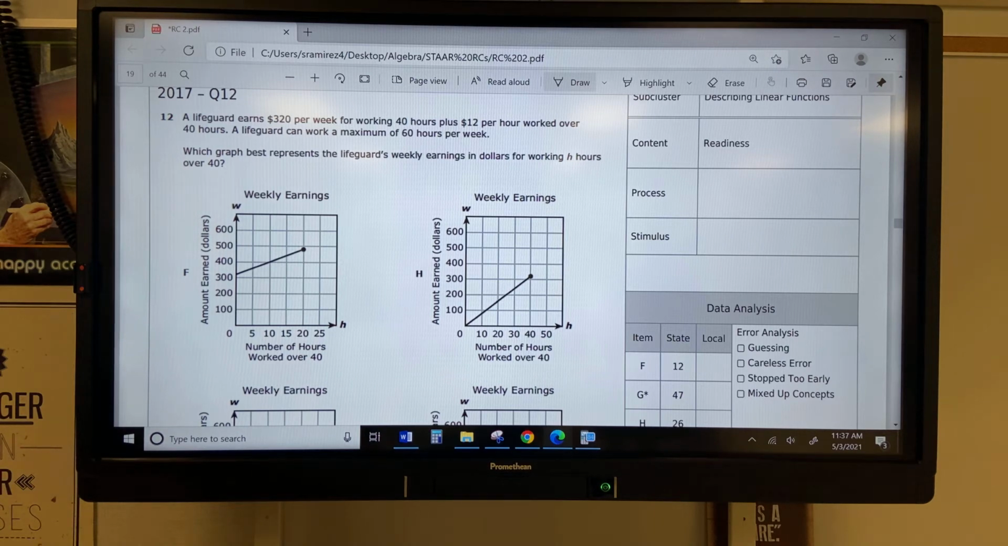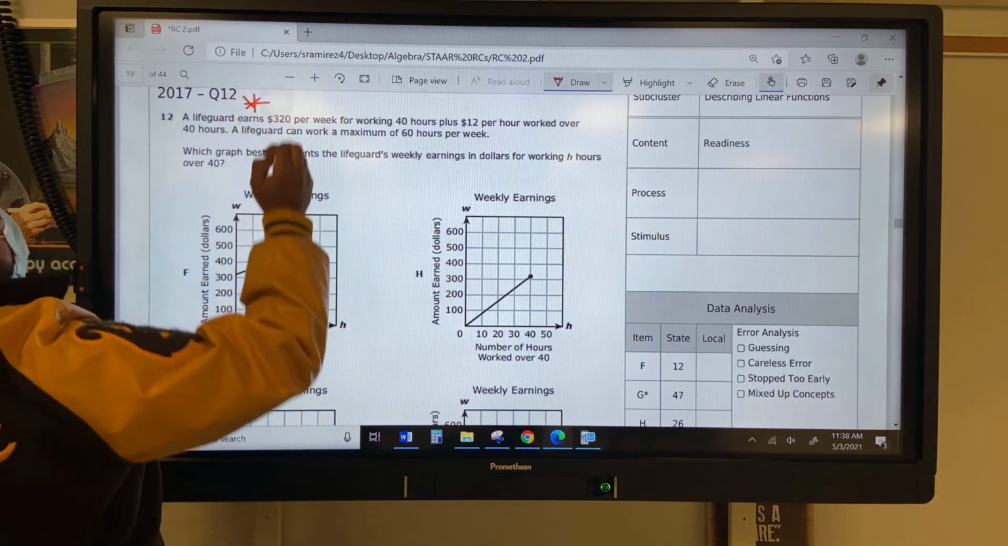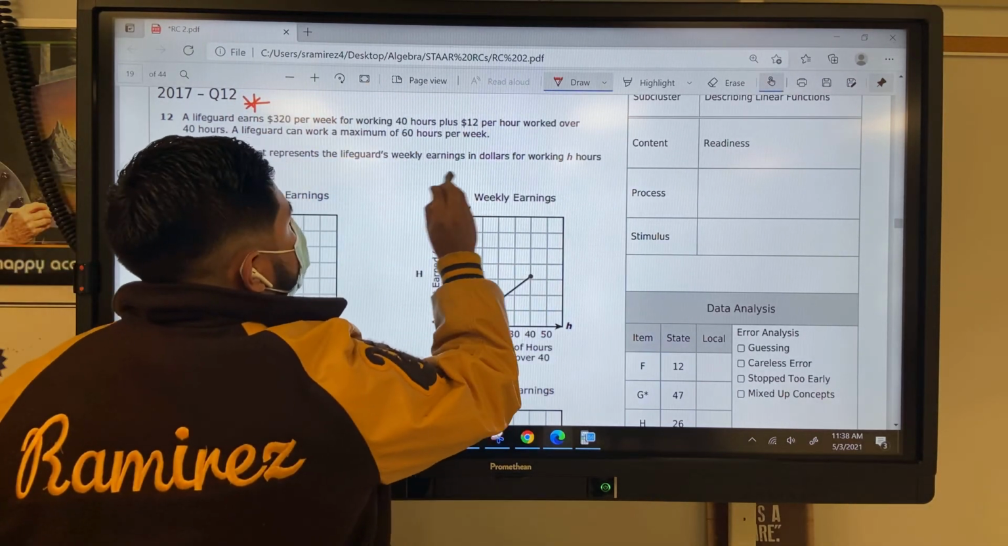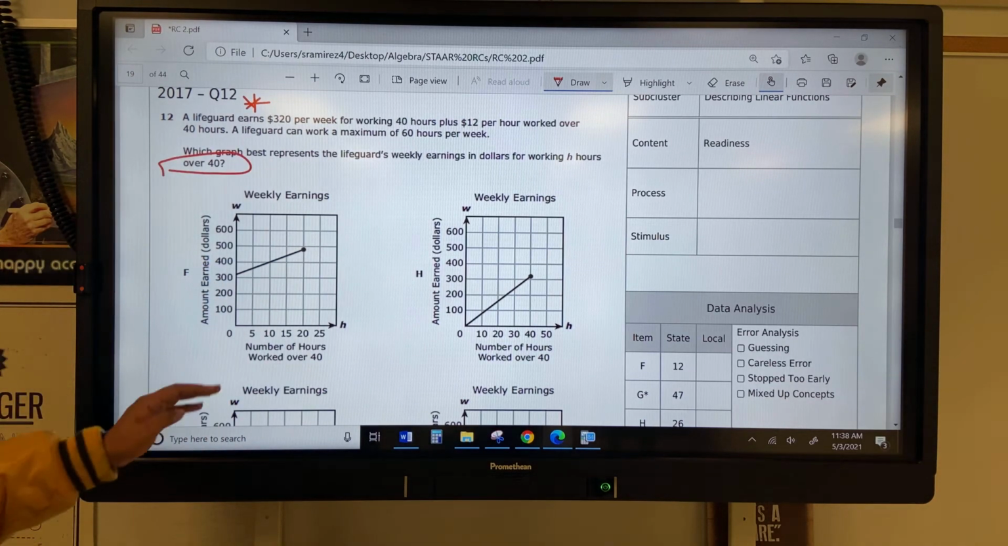A lifeguard earns $320 per week for working 40 hours, plus $12 per hour worked over 40 hours. A lifeguard can work a maximum of 20 hours per week. Which graph represents the lifeguard's weekly earnings for 8 hours over 40? This one's kind of hard. A little startup. But it says over 40. So we're looking for hours over 40.